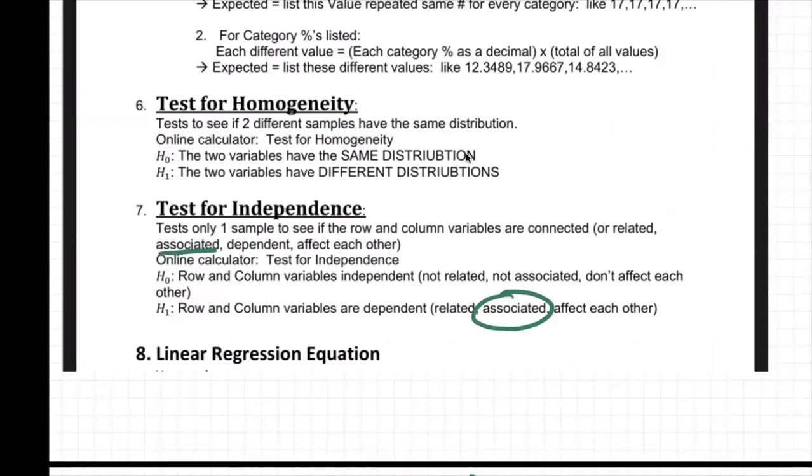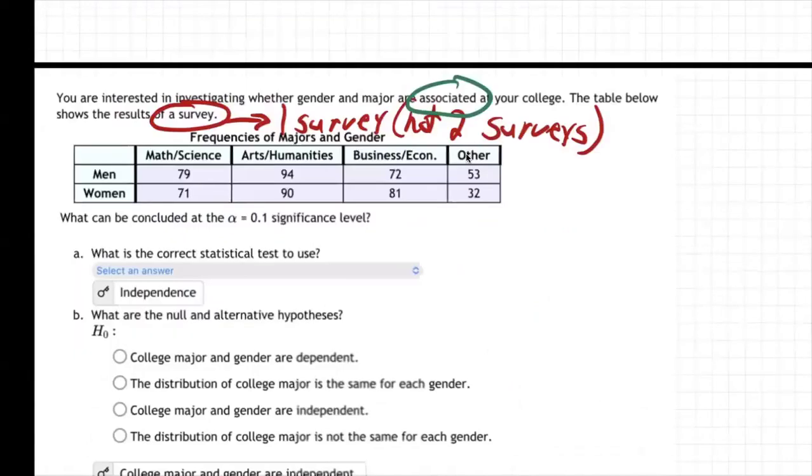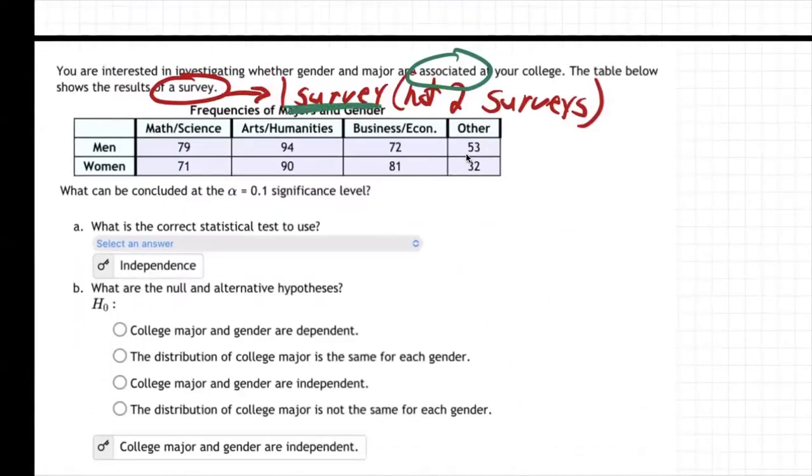Associated. Yeah, it says it here too. Associated. So if you're testing one sample to see if the row and column are connected, related, associated, dependent, affect each other, that's a test for independence. So there's how we know those two reasons. One survey and associated. We're seeing if they're associated. So, test for independence. All right.